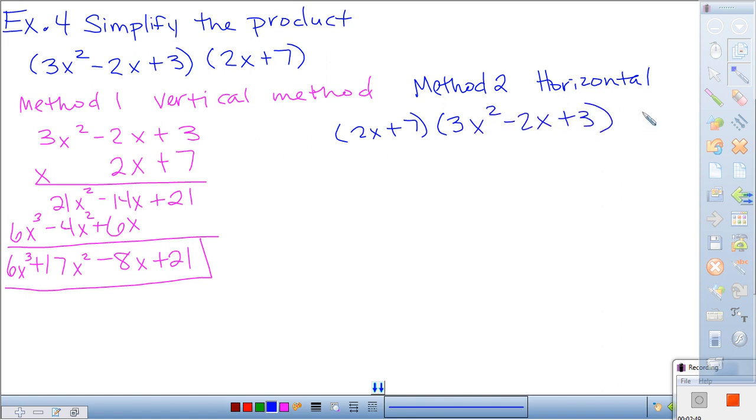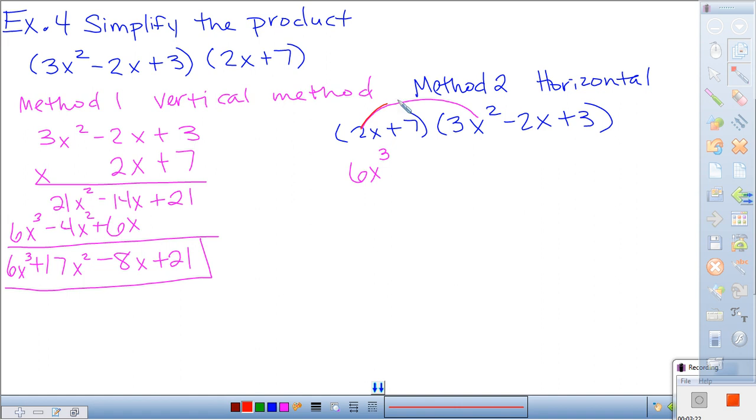Now we're just going to distribute like we've been doing, but we just need to make sure that we multiply 2x times everything in this trinomial, and that we multiply 7 times everything in this trinomial, and we'll add it all up, combine like terms and all that. So it's kind of like foiling, except we're not doing two binomials, so we can't use FOIL, but I'll do 2x times 3x squared. We've got to be organized here. So 2x times 3x squared, 6x cubed. 2 times 3 is 6. X times x squared, 6x cubed.